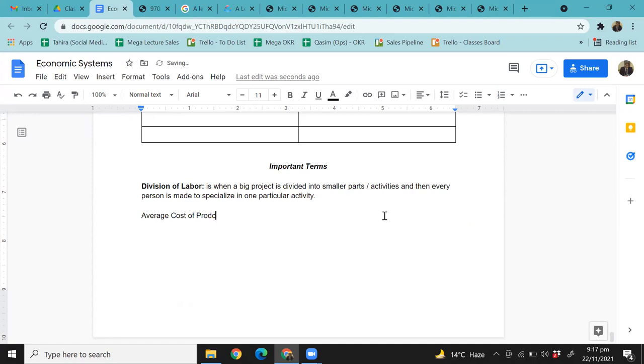So average cost of production is basically, Zohan gave the exact definition, but I will try to explain it in much simpler words. Average cost of production, think about this. Let's say there is a street food vendor, right? And that person made 10 burgers in a day. How many burgers did he make?